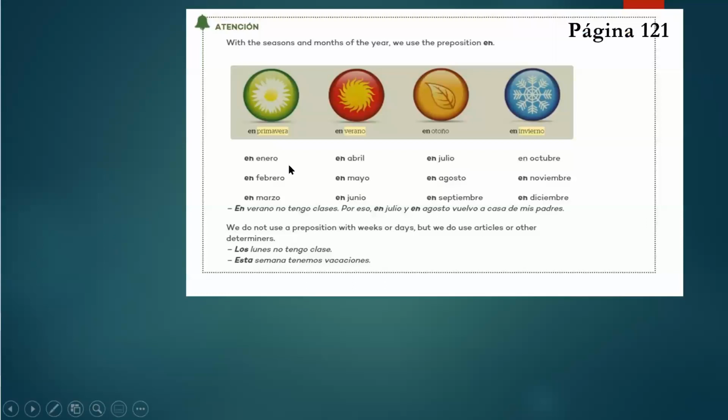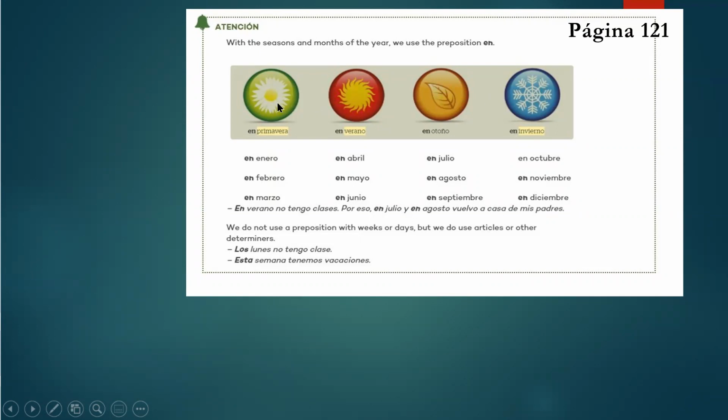So anyway, on page 121 of your book, we have a page that looks like this. I don't know exactly what these symbols mean. No, I think I know now. So this is a flower. This looks like the sun. Then it looks like a leaf and a snowflake. So this symbolizes the seasons, the 4 seasons.